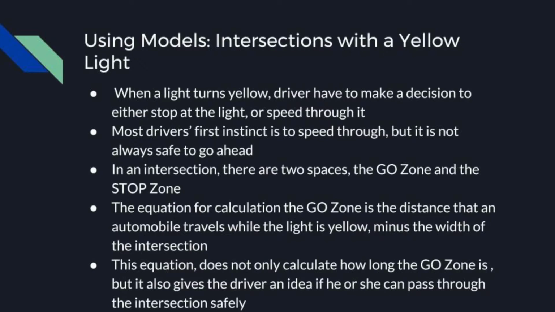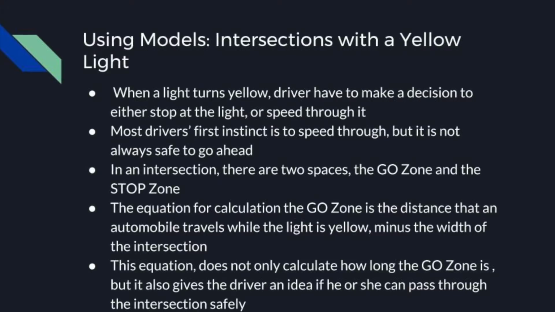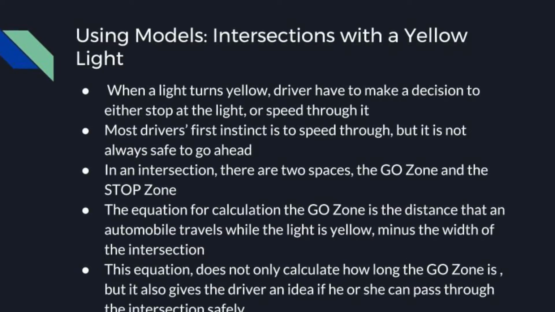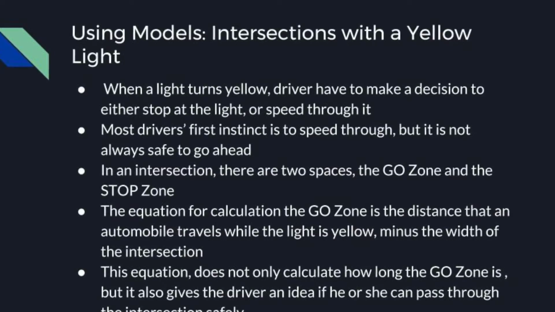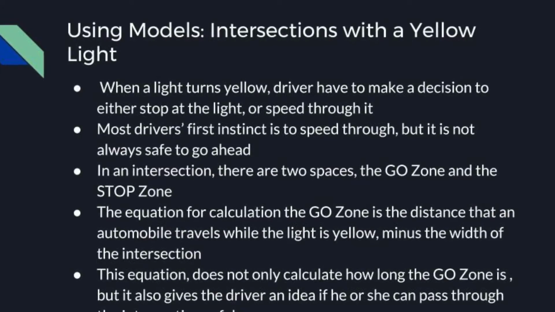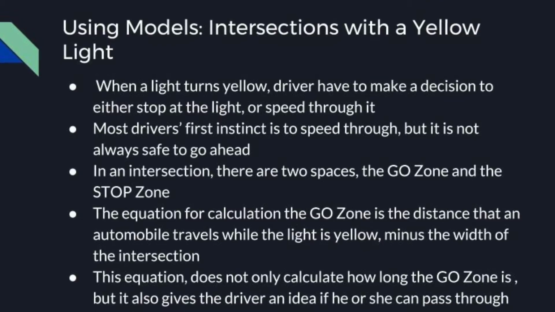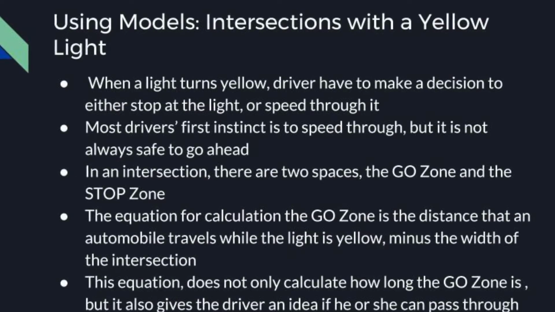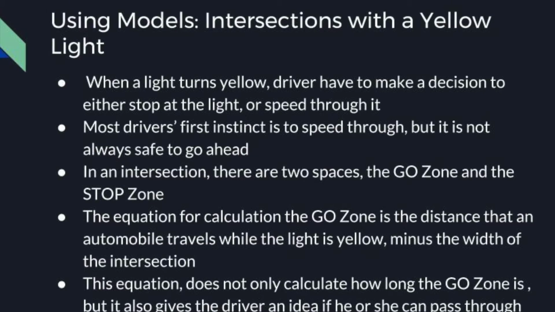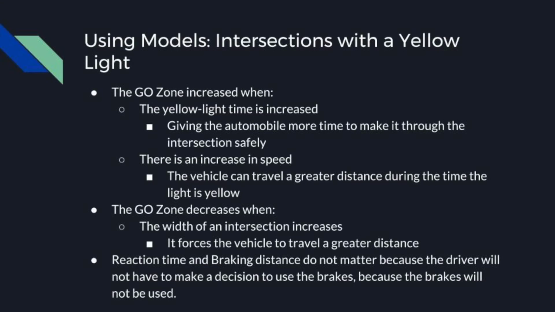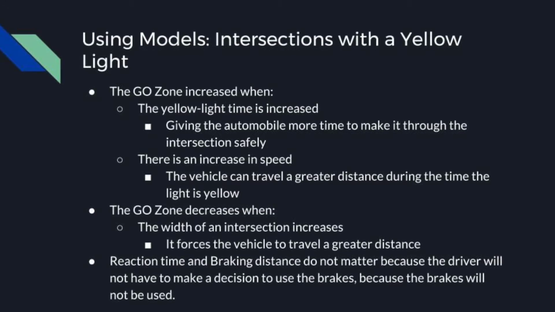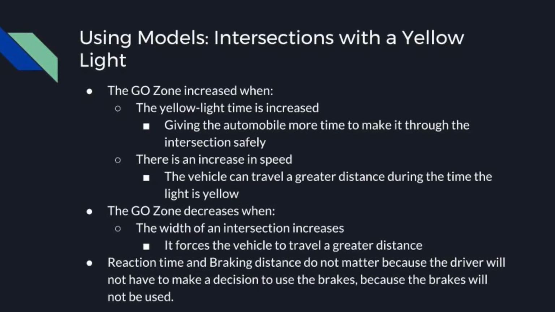When seeing a yellow light, a driver's first instinct is to speed through. This has proven to be dangerous on several occasions. An intersection consists of two spaces, the go zone and stop zone. The go zone is the distance that an automobile travels while the light is yellow, minus the width of the intersection. This tells the driver if it is safe to pass through the yellow light. The go zone increases when the yellow light time is increased. This gives the automobile more time to make it through the intersection safely.